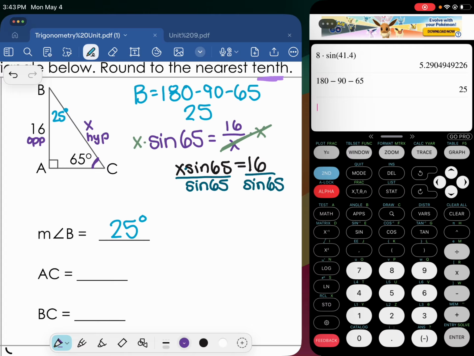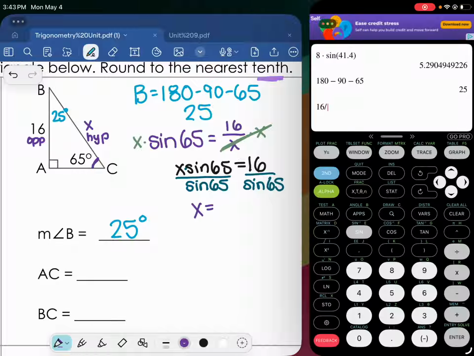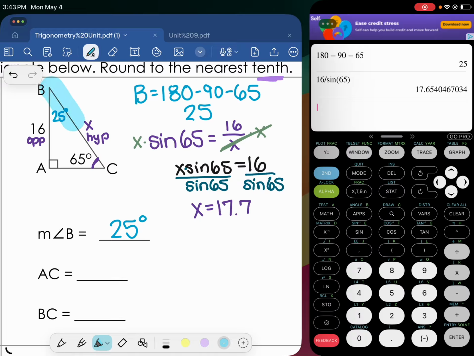But there's a number there, so we don't need to just get rid of the sine, we can get rid of the whole thing. And then I would just do 16 divided by sine 65. And that's about 17.7. That 6 has a 5 after it, so that would round up. Now I have to go check because I have two side lengths left. X is between B and C, so this would be side BC.